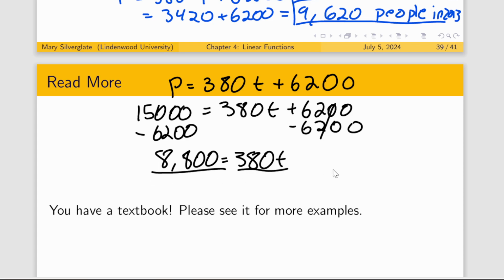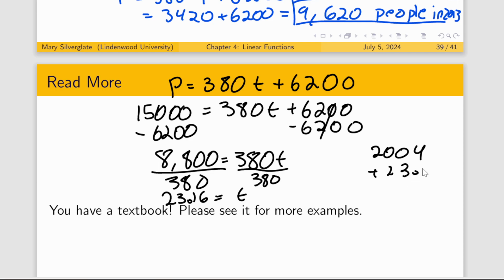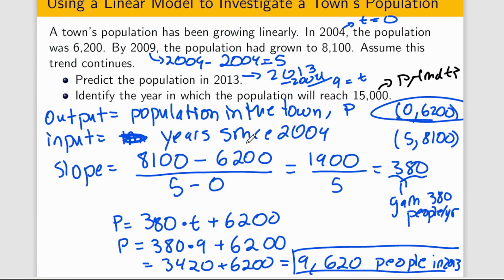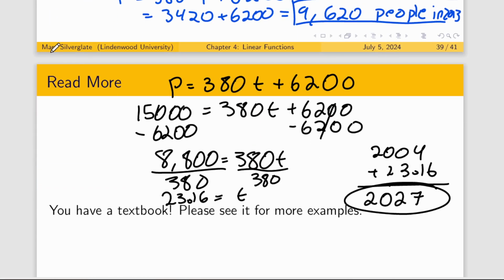That is my final step. I want to undo multiplying by 380 by dividing by 380, which gets us time is 23.16. So is it that the year is 23.16? No, we're measuring since 2004. So this will happen during the year 2027. It happens partway through the year, that's fine. That's the year that we end up getting up to the 15,000 people.